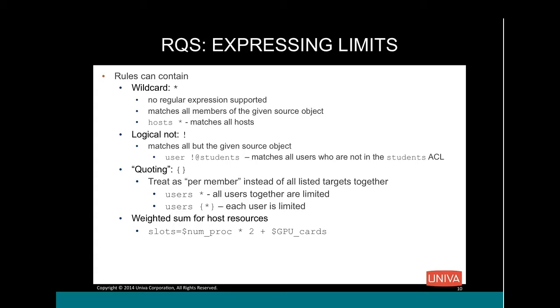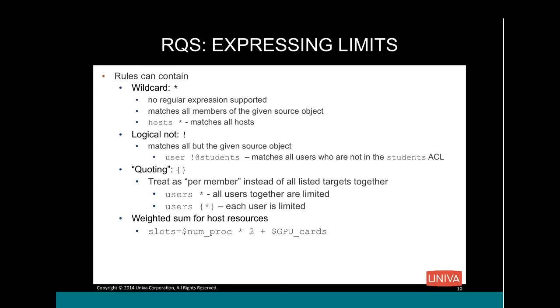And then quoting. And quoting is quite interesting because it's very powerful. What it does is it treats the object per member instead of all listed members of the object. So as an example, you can see below it's quite obvious what we mean. In that users object, if I use just the star, the wildcard, it means all users together are limited with the limit rule. If I put it within the parentheses, it means each user is limited to that limit rule.